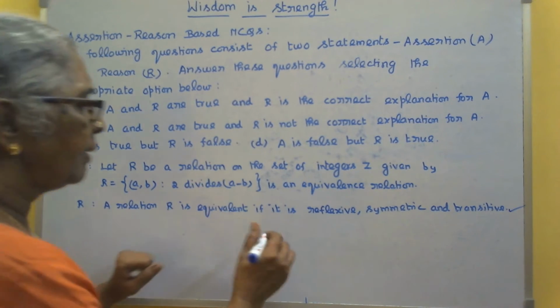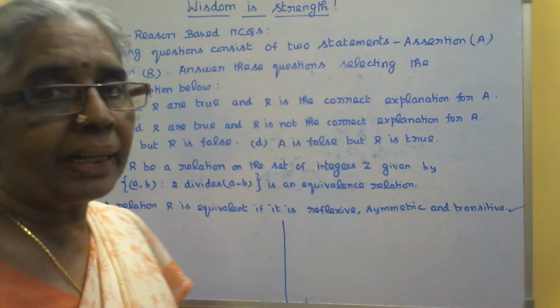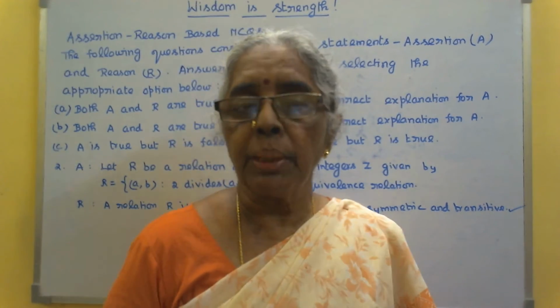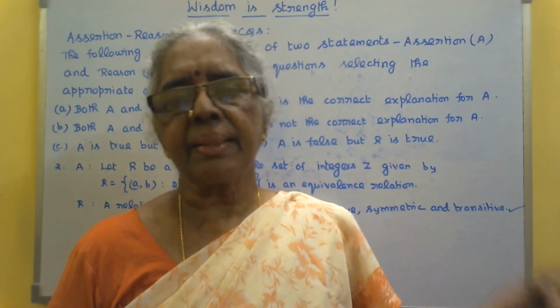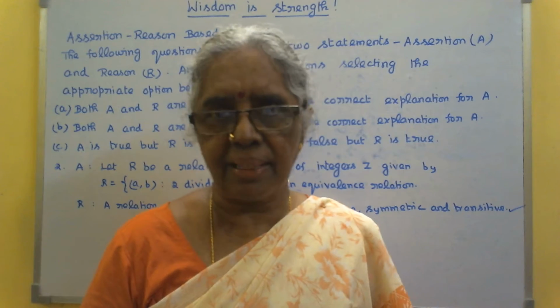So let me take the assertion now. It is given 2 divides a minus b. So now I have to prove that it is reflexive, it is symmetric and it is transitive. Then only I can say it is an equivalence relation, right?